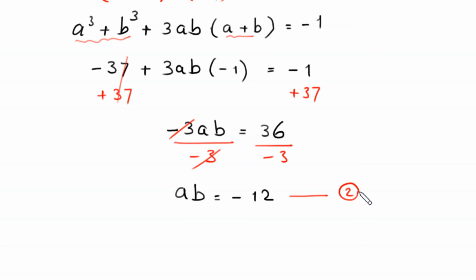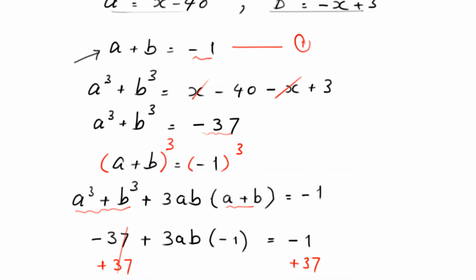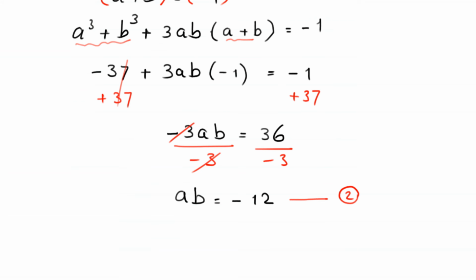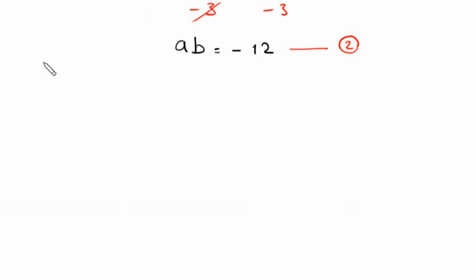And we have the equation 1. Equation 1 is a plus b is equal to negative 1. And we move this a to the right hand side, then this will become b is equal to negative 1 minus a. Now in this equation we replace this b with this value of b, negative 1 minus a.